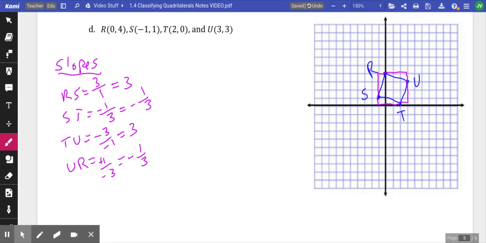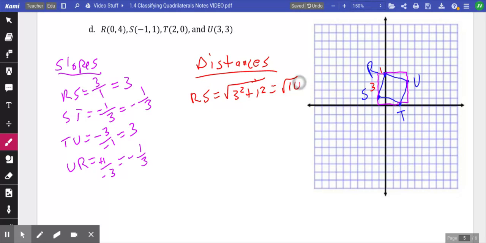It could be a rectangle though, so we want to go ahead and find the distances for each one of these to prove that it is a square. So we're going to use the distance formula here, or you can use the Pythagorean theorem. So I'll use that for RS here. So that's going to be the square root of, and the little triangle that's formed here has one side of 3 and one side of 1. So that'll be 3 squared plus 1 squared, which is root 10.